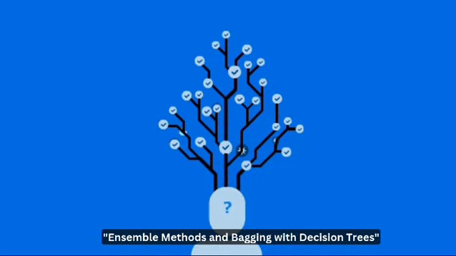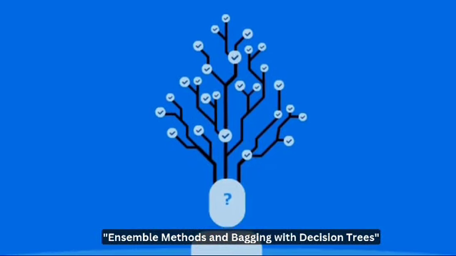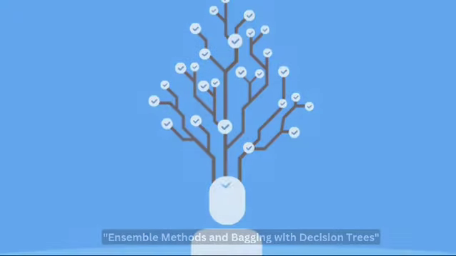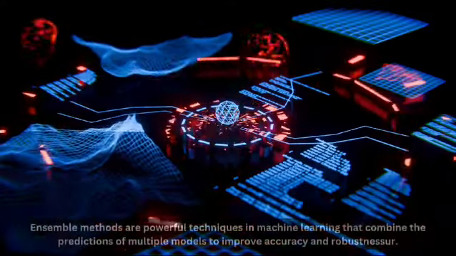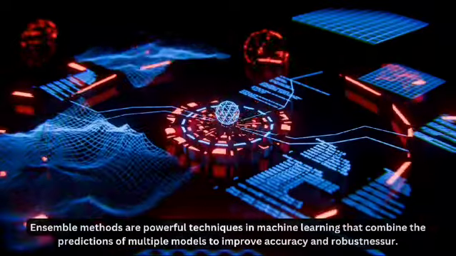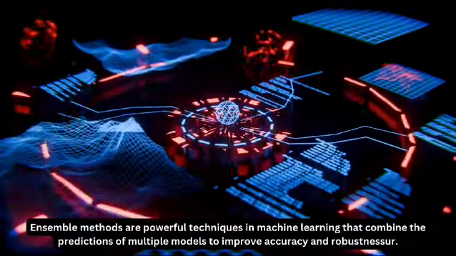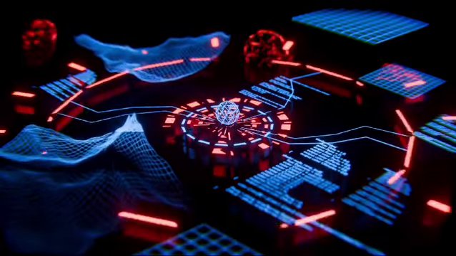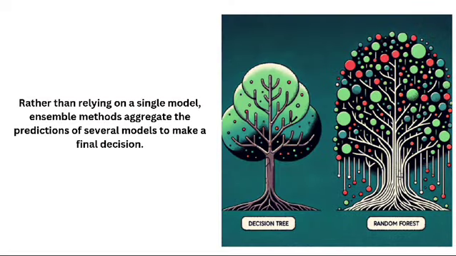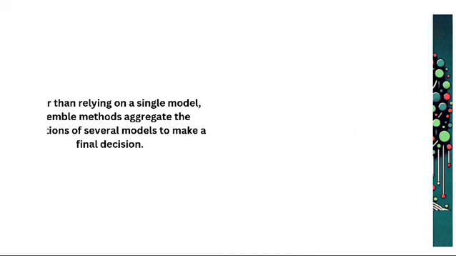Welcome. In this video, we will explore ensemble methods and bagging with decision trees. An ensemble method combines multiple models to create a strong predictive model. They reduce error by averaging out the bias and variance of individual models. Rather than relying on a single model, an ensemble method aggregates the predictions of several models to make a final decision.